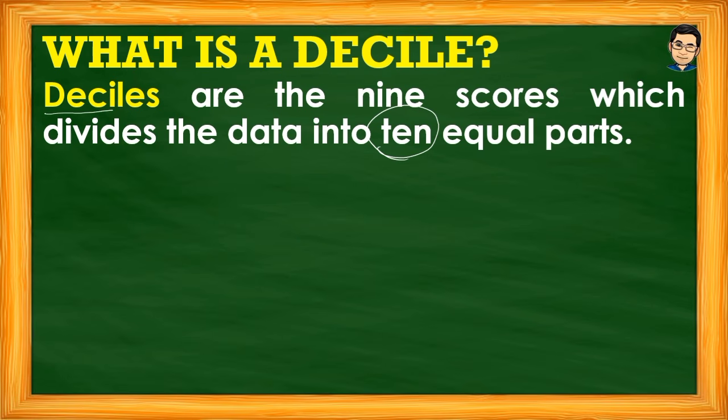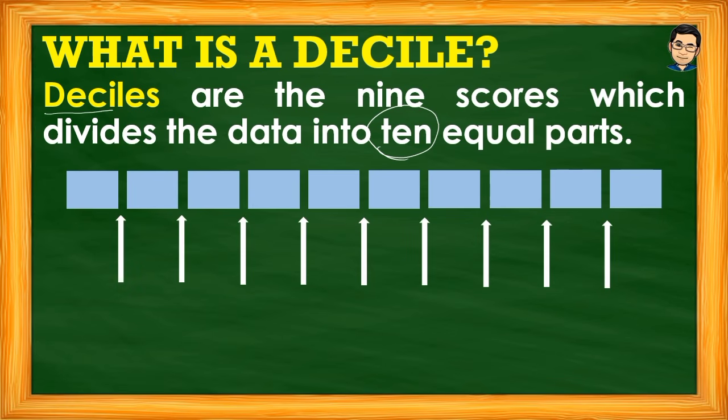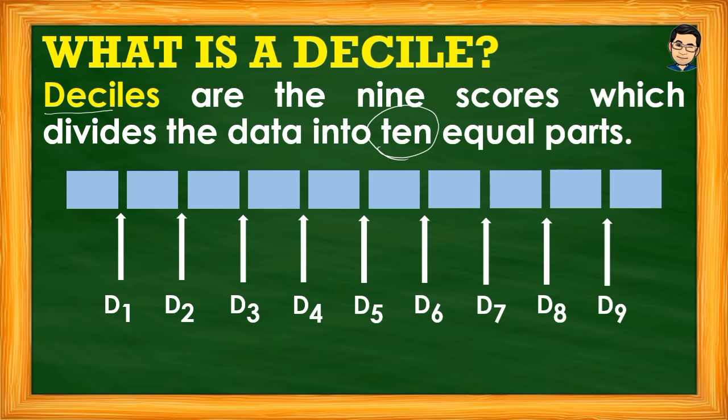So let's have its illustration. Our data is divided into 10 equal parts, and the locations of our scores are D sub 1, D sub 2, D sub 3, D sub 4, D sub 5, D sub 6, D sub 7, D sub 8, and D sub 9. The equivalent of each position is 10%. For example, D sub 1 is 10%, and D sub 6 is 60%.